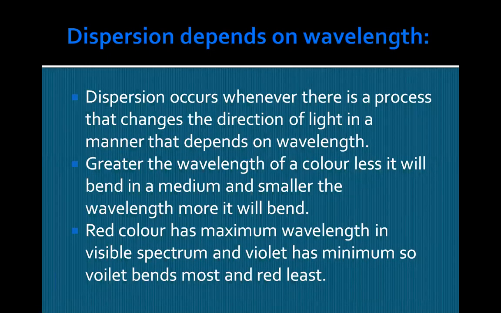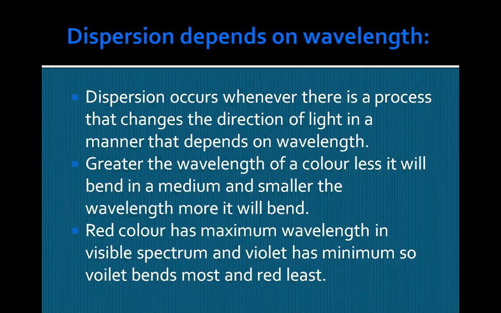So basically it means that dispersion depends on the wavelength. How does it depend on the wavelength? Every color has its own frequency and wavelength. Dispersion occurs whenever there is a process that changes the direction of light in a manner that depends on wavelength. Basically it's refraction. So the greater the wavelength of a color, the less it will bend in a medium, and the smaller the wavelength, the more it will bend.